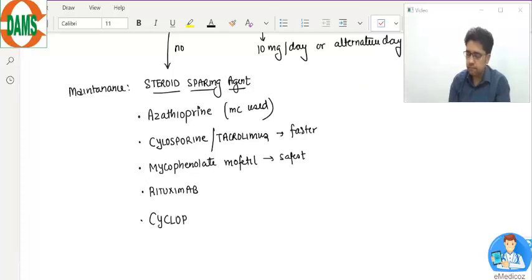cyclophosphamide. Now, in rituximab, the word mab is coming. Mab means monoclonal antibody. It blocks CD20. CD20 is a receptor on B lymphocytes, and the B lymphocytes will get killed. Cyclophosphamide is given for resistant cases.